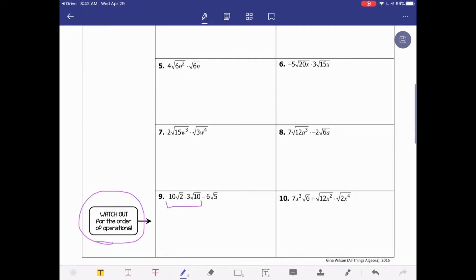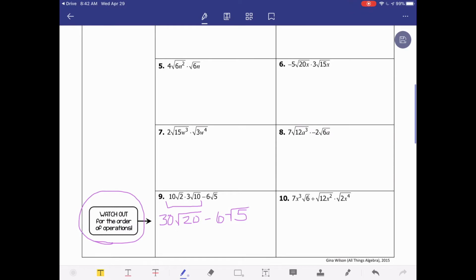When we're multiplying, we're going to multiply the coefficients. So we have 3 times 10, that's going to give me 30. And then inside my radical, I am doing 2 times 10, or 20. And then I have minus 6 radical 5. Now I need to go ahead and subtract, but I cannot subtract these two because they do not have common radicands. So I am going to simplify 30 radical 20 so that I can see if I can subtract 6 radical 5 from it.